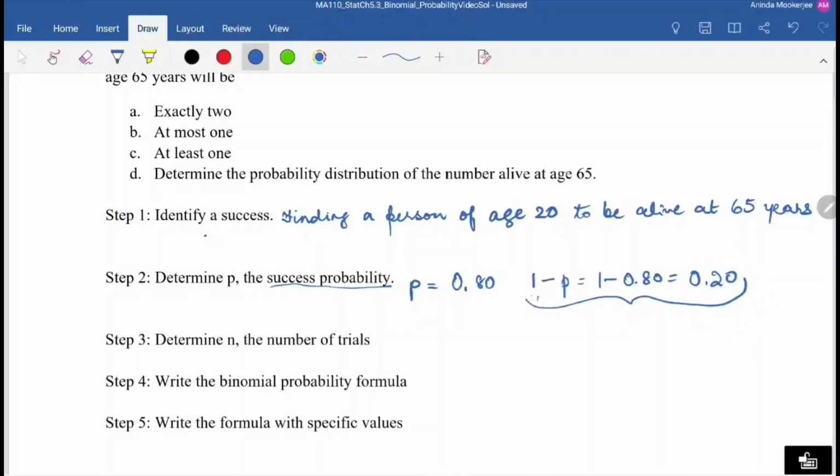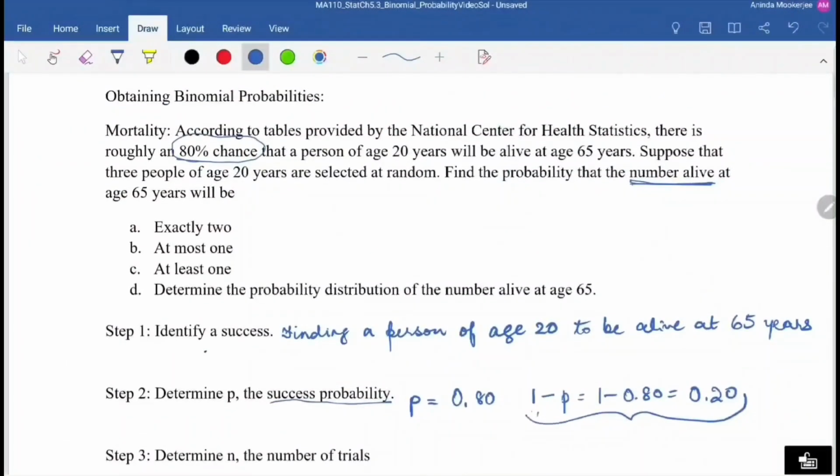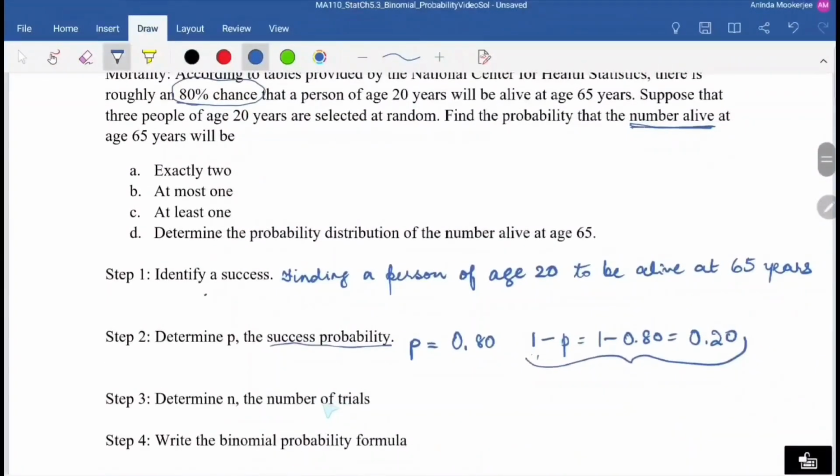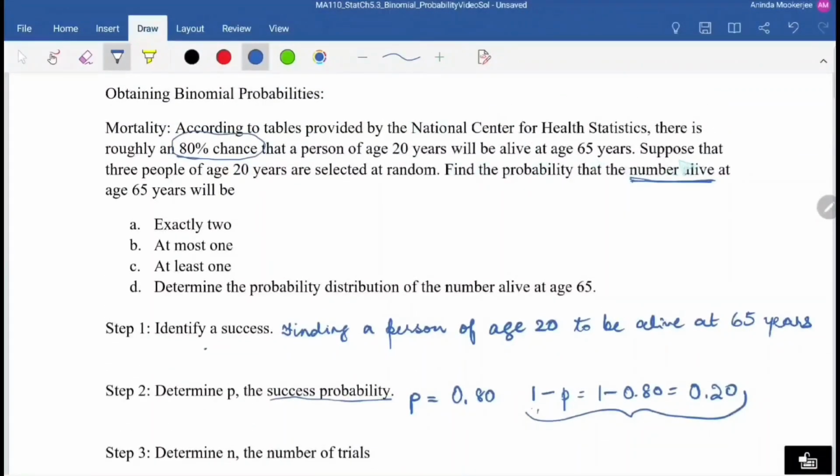All right. Now, step 3 says determine N, or the number of trials. Again, to answer this question, we will need to go back to our word problem and read through it again. So the first question doesn't say anything about the number of trials. That means how many draws we are going to make, right? However, let's read the second sentence here. It says, suppose that 3 people of age 20 years are selected at random.